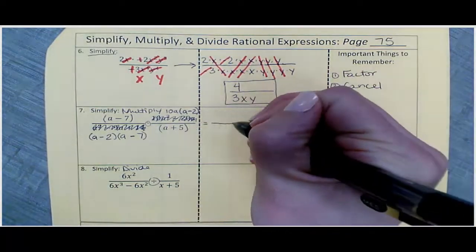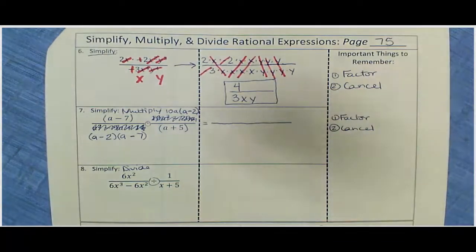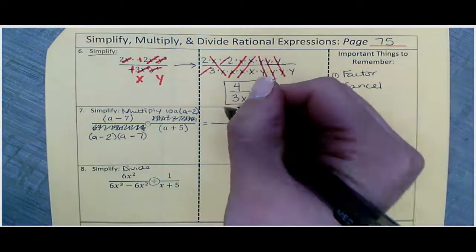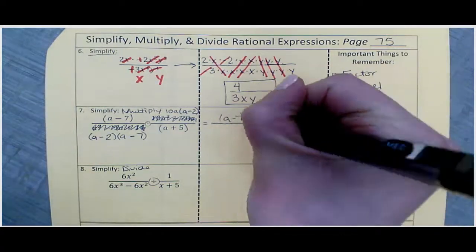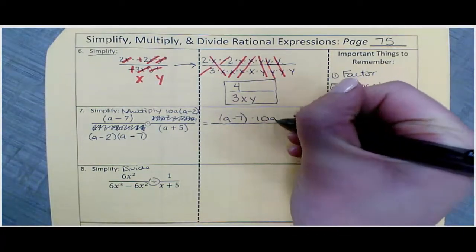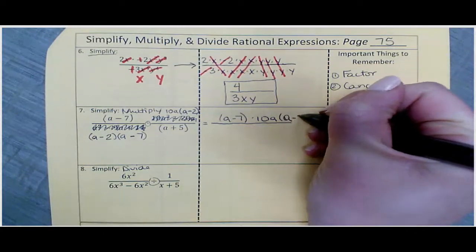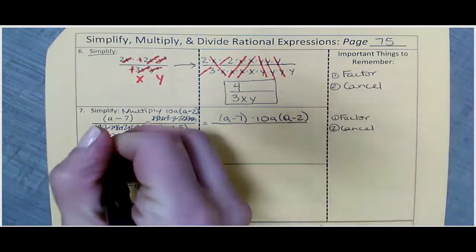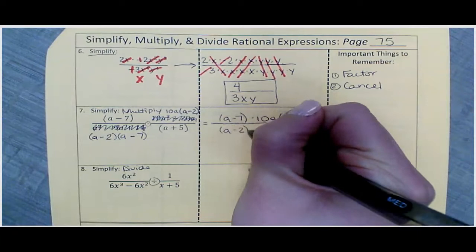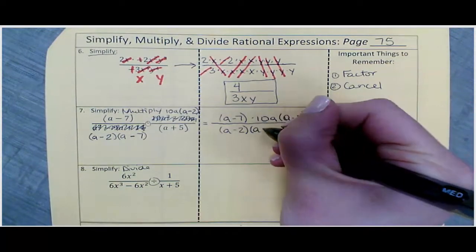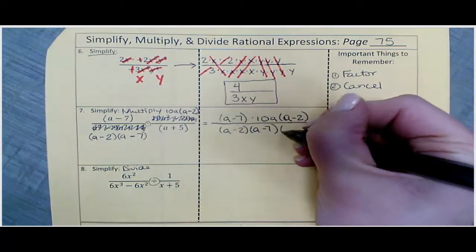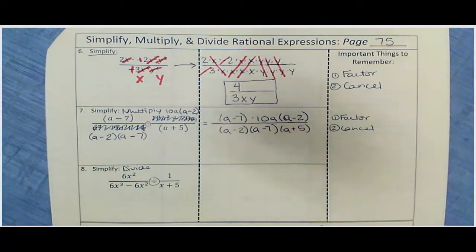I'm going to draw a big rational bar, my fraction bar, and I'm going to put all the factors on top and all the factors on bottom and cancel out what I have common factors of on the top and the bottom. So I've got a minus 7, I have times 10a, and I have a minus 2. On the bottom I have a minus 2 times a minus 7 times a plus 5.